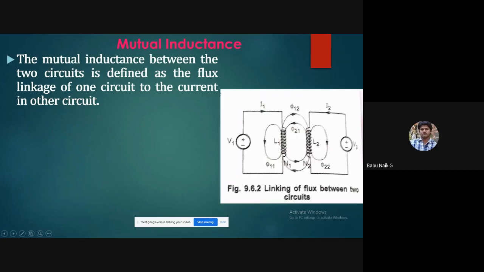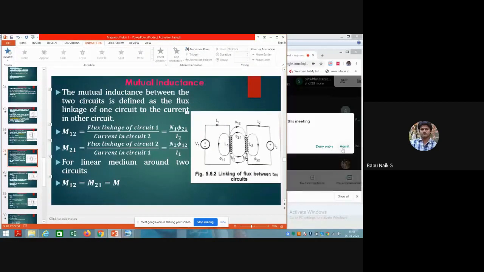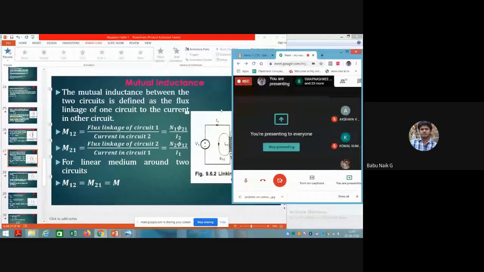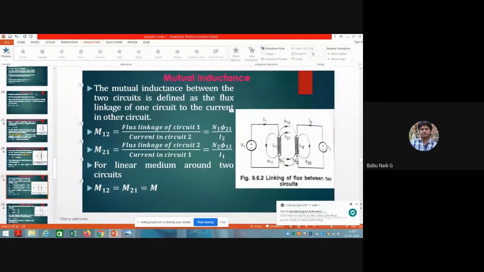Now, what number of turns are we going to consider? Let us consider N1 and N2, the numbers of turns for L1 and L2 in the two circuits. Each also carries a current: I1 for L1, and similarly I2 for L2.